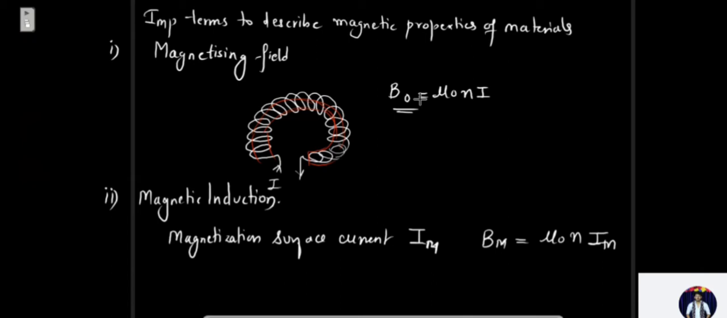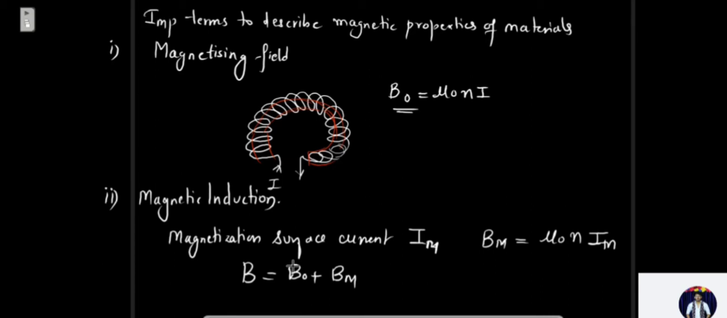And then there will be a new magnetic field, Bm, which is generated over here, which is mu naught into n into Im. And what is magnetic induction? The total field now, B, which is equal to B naught plus Bm, is magnetic induction. So how do we define magnetic induction? The total magnetic field inside the magnetic material, which is the sum of the external magnetizing field, B naught, and the additional magnetic field produced due to magnetization, Bm, of the material, is called the magnetic induction B. There is one more definition to it.